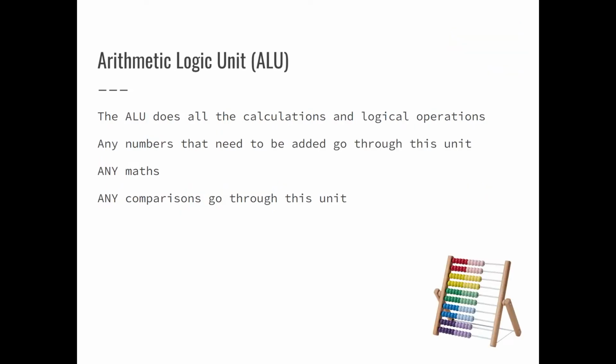The ALU does all the arithmetic. So arithmetic is maths, calculations. Any numbers that need to be added will be added through the ALU. Comparisons also go through this unit, so that's the logic part of it. Whenever you've written a program that said something like, if user age is greater than something, then do one of these options, that's logic. It's using logic to choose which course of action to take. That's what the ALU does.